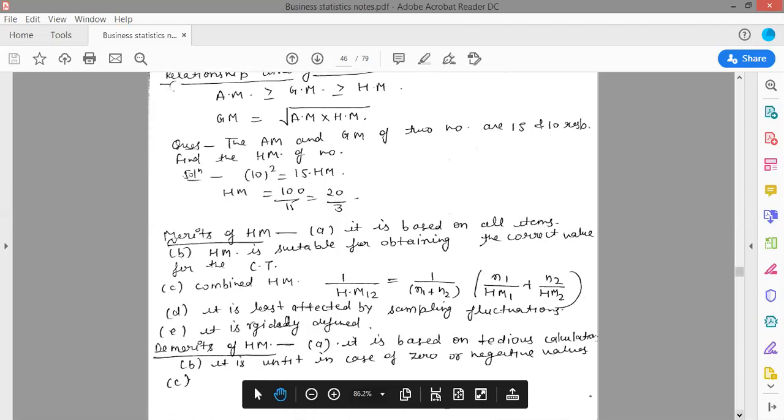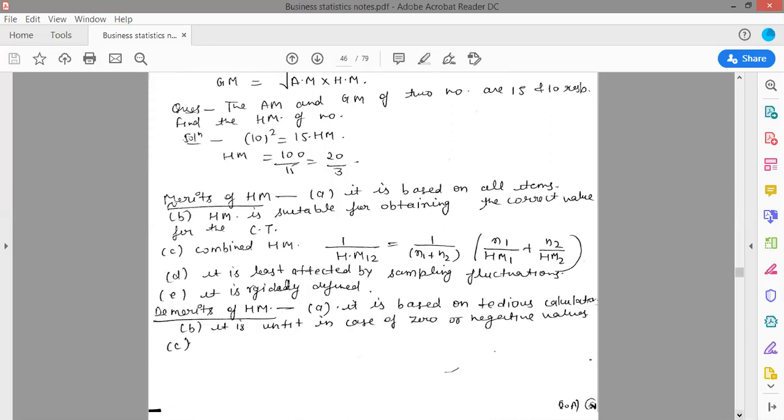Now, merits and demerits of your harmonic mean. First of all, what is the use of harmonic mean? I want to discuss the use of harmonic mean. Harmonic mean is used to determine the average for financial multiples such as price to earnings ratios. That means if large values are given, then you will convert your large values by using harmonic mean into a smaller one.